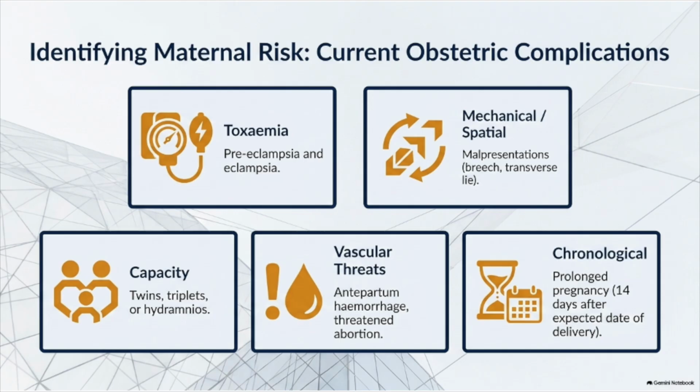Current obstetric complications also identify maternal risk across 5 categories. Toxemia includes preeclampsia and eclampsia. Mechanical or spatial complications include malpresentations like breech or transverse lie. Capacity related complications include twins, triplets, or hydramnios. Vascular threats include antepartum hemorrhage and threatened abortion. And chronological complications include prolonged pregnancy, meaning 14 days after the expected date of delivery.